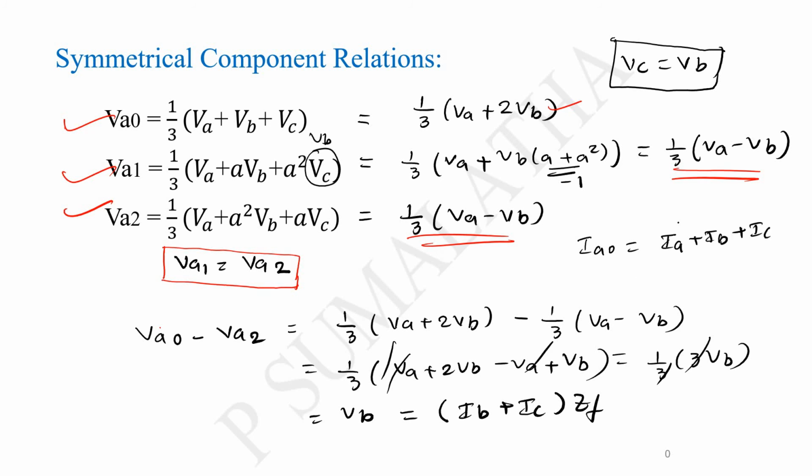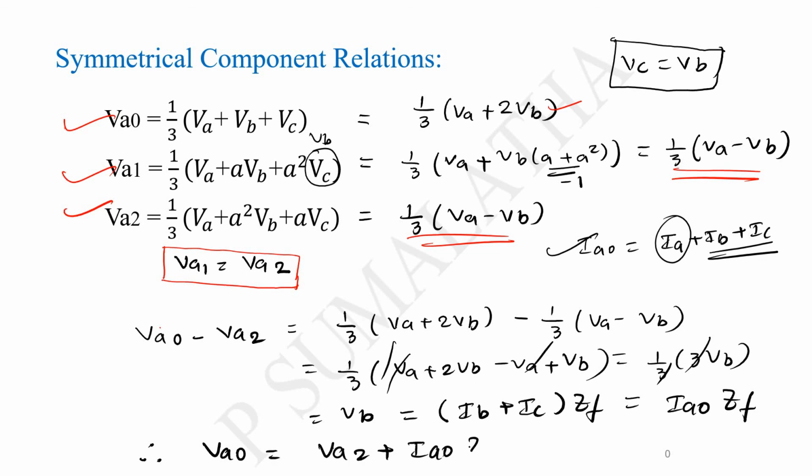In this condition, IA is equal to 0. So IB plus IC can be represented as IA0. This can be represented as IA0 into ZF. So therefore, VA0 is equal to VA2 plus IA0 into ZF. So this is another relation we are using to interconnect the circuit.